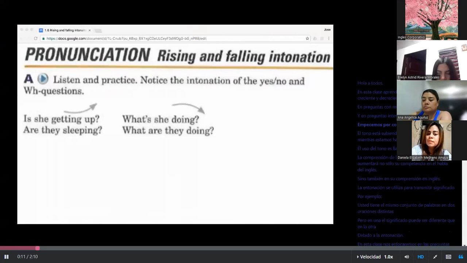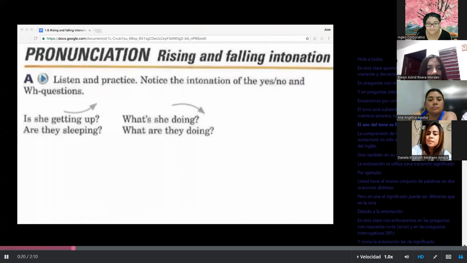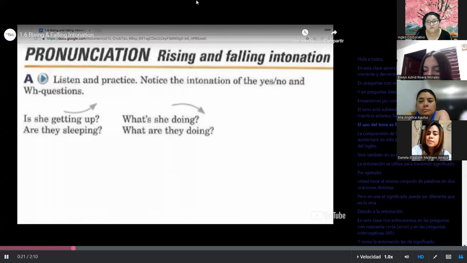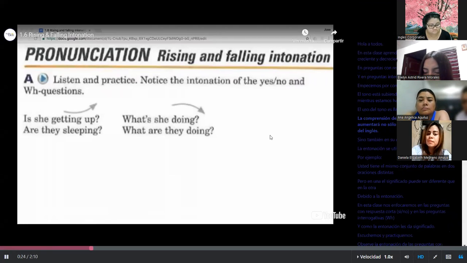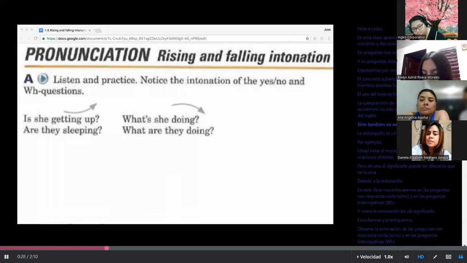Pitch is started by understanding intonation. Pitch is raising and lowering the tone of voice while speaking. The use of pitch is called intonation. Understanding English intonation will increase not only your spoken English competency, but your English comprehension as well.